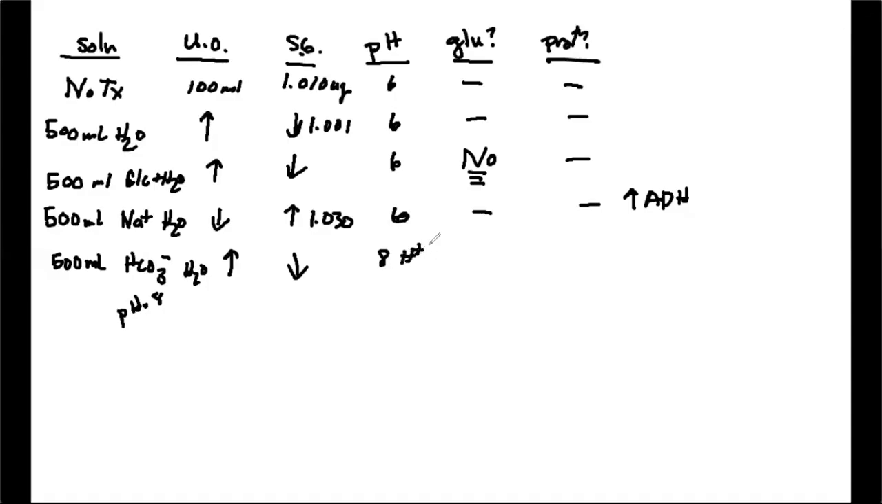And so if you're not peeing out the protons, what's going to happen to the pH of urine? It's going to jump up. Okay. No glucose, no protein. Am I forgetting something? I don't think so. I think that would be it.